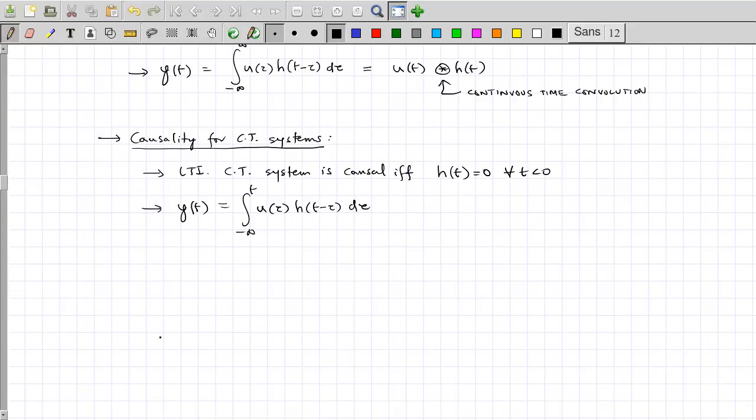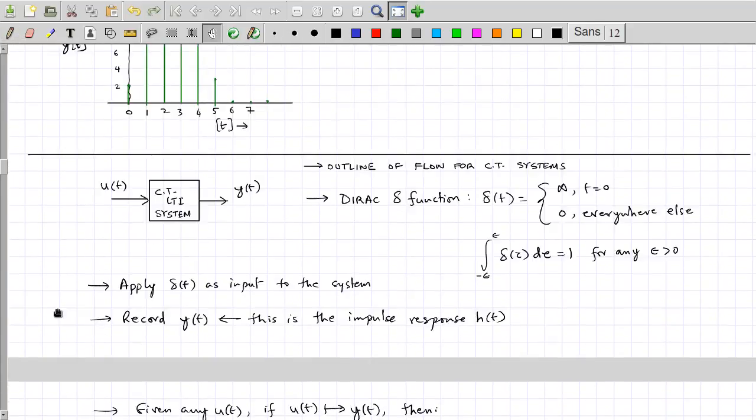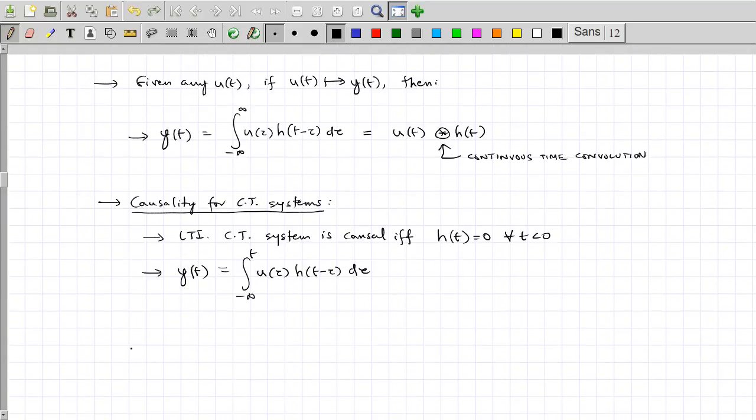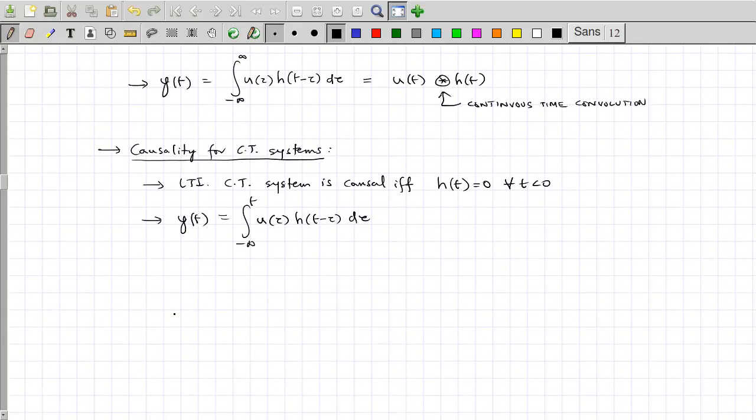And that's all I really wanted to say about continuous time systems in the context of linear time invariance. So that's it for the linear time invariance part of the class. Next we will look into a signal processing thing called the discrete Fourier transform, or DFT, in class.